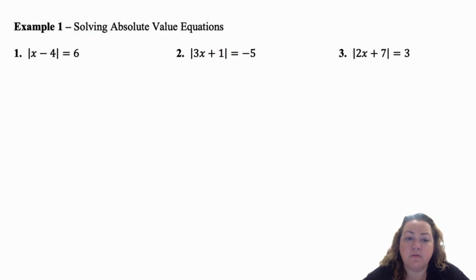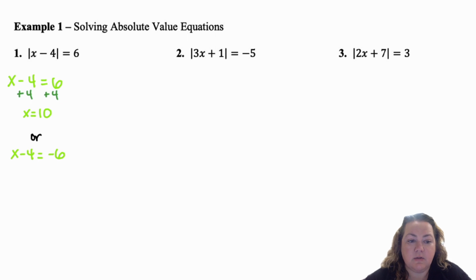All right, solving absolute value equations. The absolute value of x minus 4 equals 6: x minus 4 equals 6, and x minus 4 equals negative 6. I'm going to split them up into two separate equations, and then I'm going to solve each one independently. So I'm going to add 4 to each side. I get x equals 10. And the other one, I'm going to add 4 to each side. Negative 6 plus 4 is negative 2. So the solutions are 10 and negative 2.